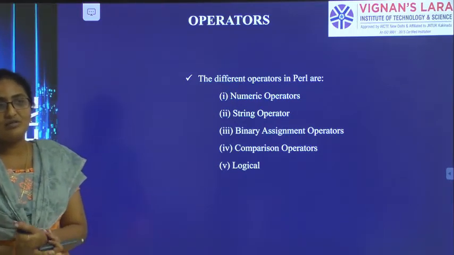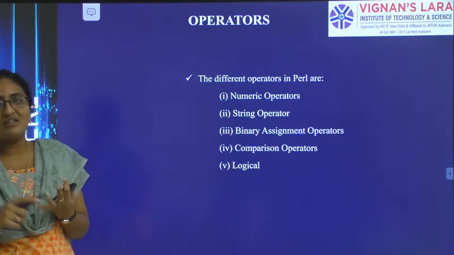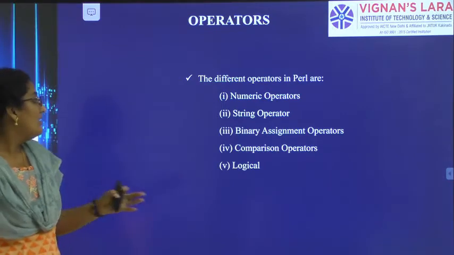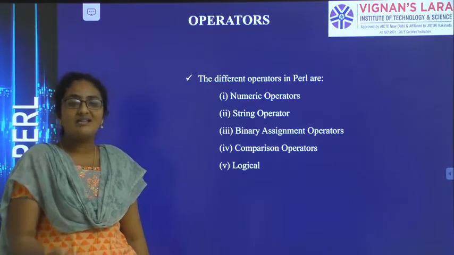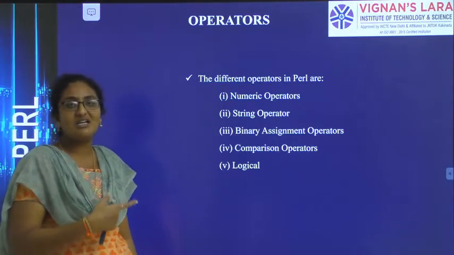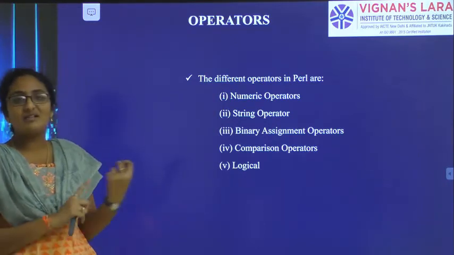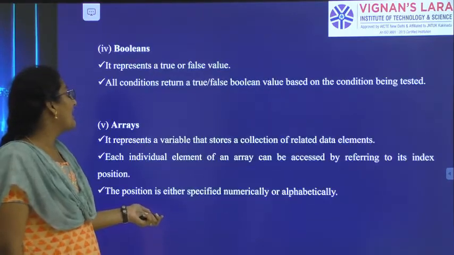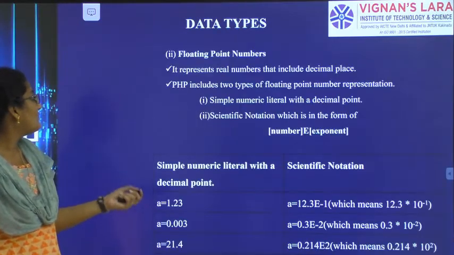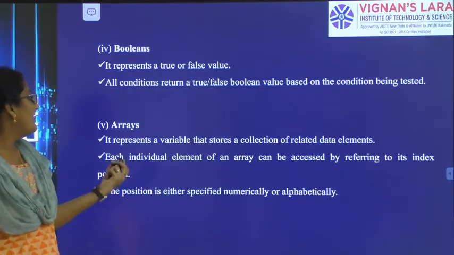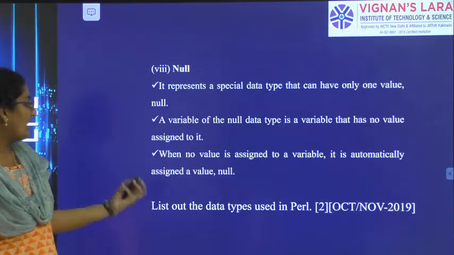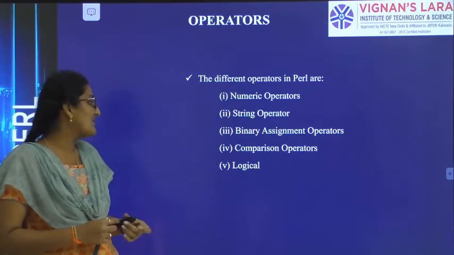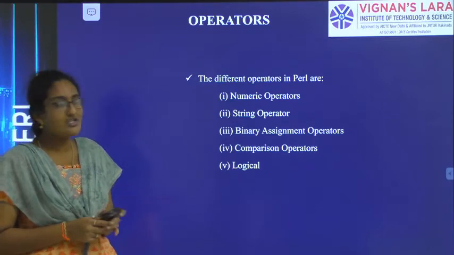What I wanted to tell you is the concept of data types, functions, arrays, operators are the same in PHP and Perl. So we already know what the operators are: assignment operators, logical operators meaning logical and, logical or, logical nor, comparison operators, equal to, not equal to. So all these are the same. Data types are integers, floating point numbers, strings, booleans, arrays, objects, resources and null. Same way operators also: numerical operator, string operator, binary assignment operator, comparison operators and logical operators.